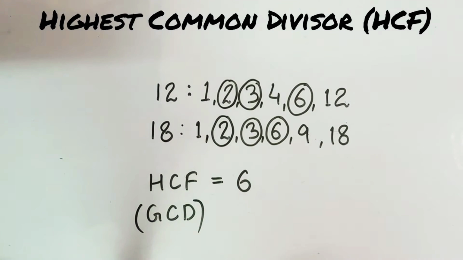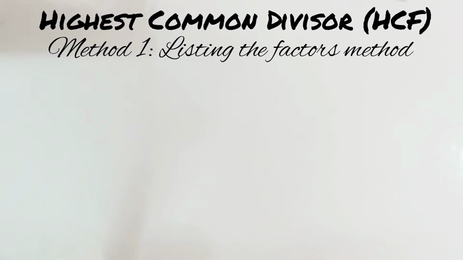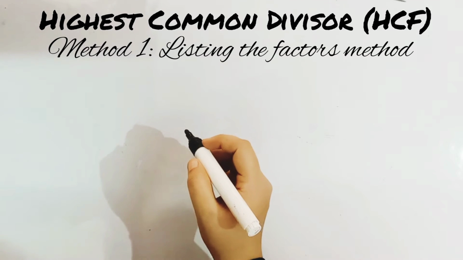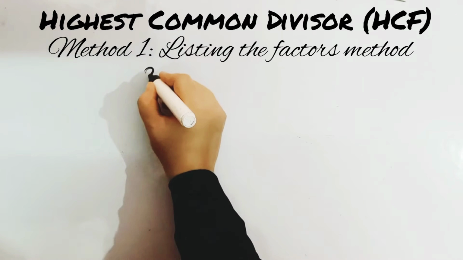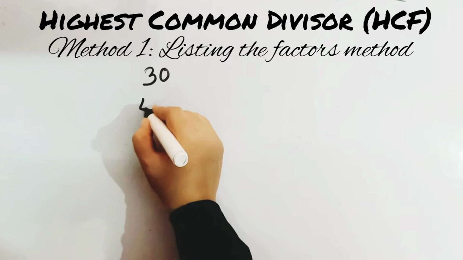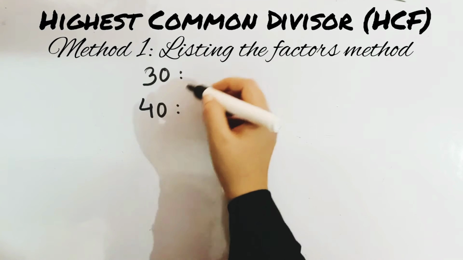There are three methods to find out the HCF. Let's learn about those methods. The first method is the listing the factors method. In this, first we have to find out the factors of each number. Let's see how this works. For example, we have to find the HCF of 30 and 40. So first we have to find all the factors of 30 and 40.